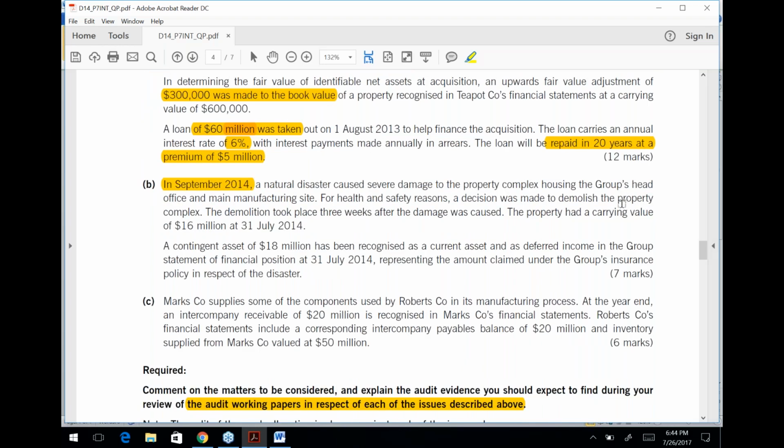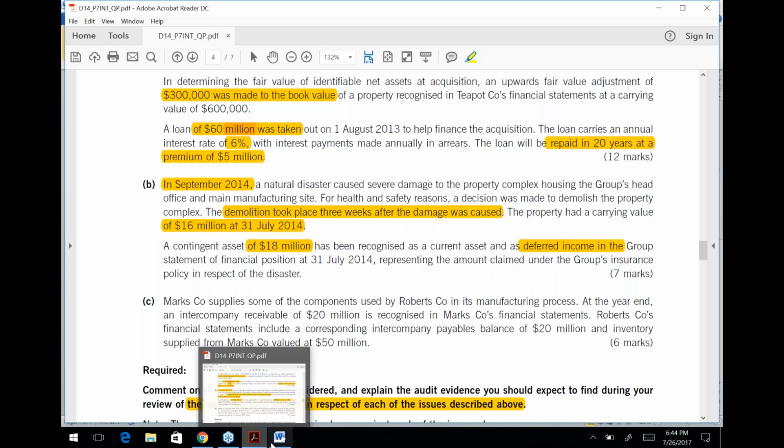A natural disaster caused severe damage to the property complex housing the group's head office and main manufacturing site. For health and safety reasons, a decision was made to demolish the property complex. The demolition took place 3 weeks after the damage was caused. Property had a carrying value of 16 million at 31st July 2014. A contingent asset of 18 million has been recognized as a current asset and as deferred income in the group statement of financial position, representing the amount claimed under the group's insurance policy in respect of the disaster.